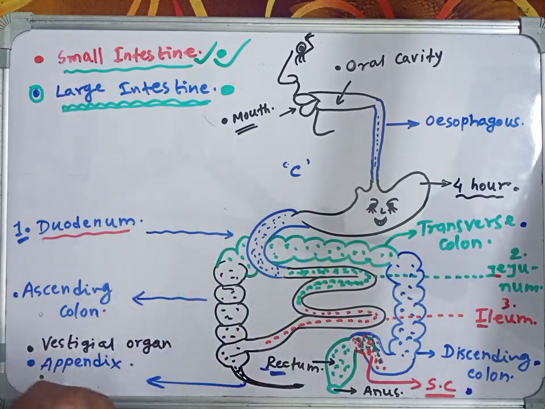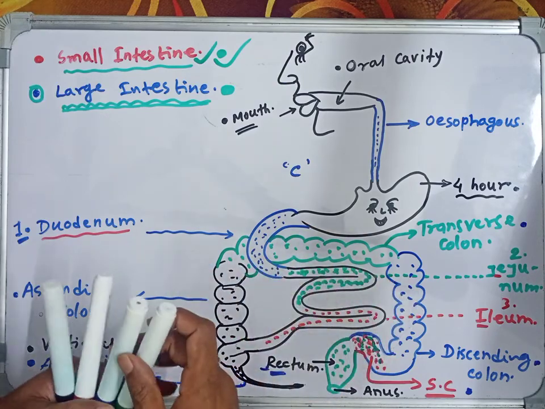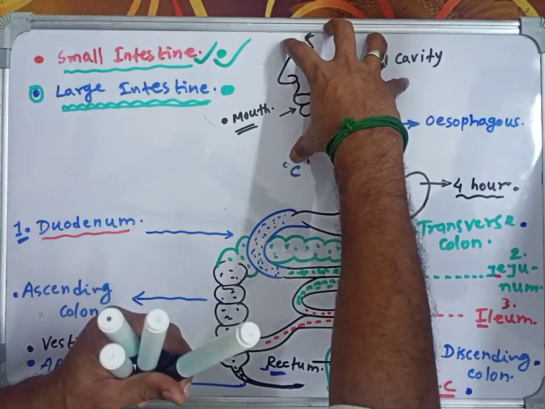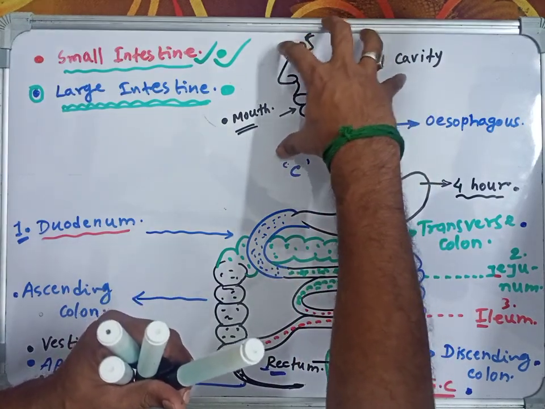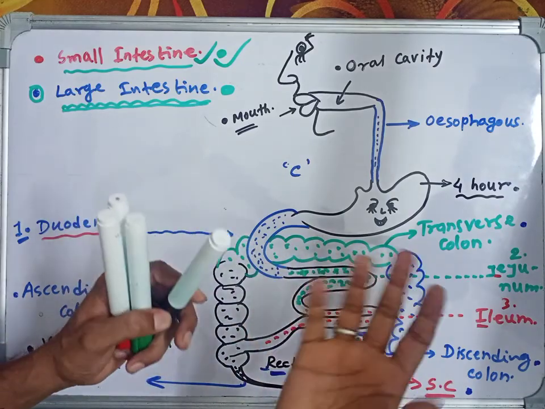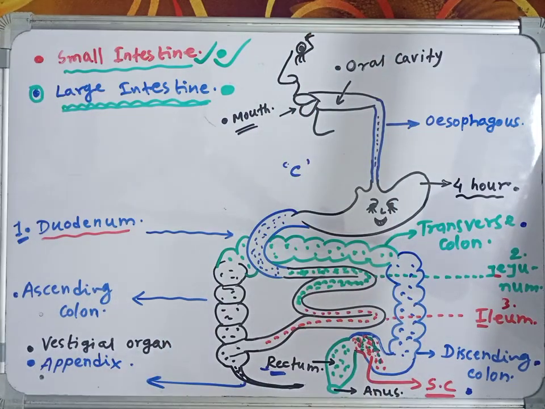That is all about the basic idea of our digestive system, right? And in the next lecture we have to focus on this area, right? That means the mouth and its associated glands, that is the salivary glands, and the associated structures of the mouth, right?